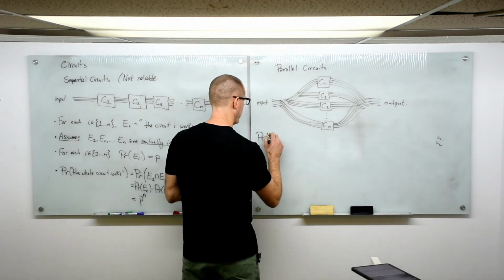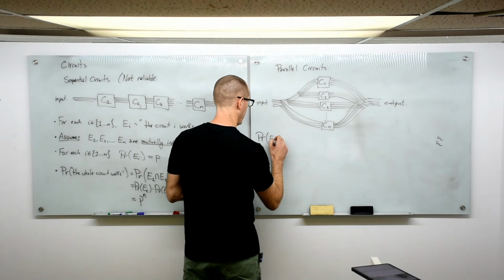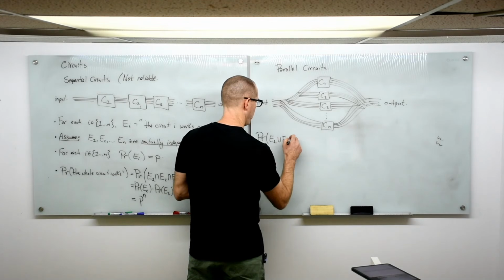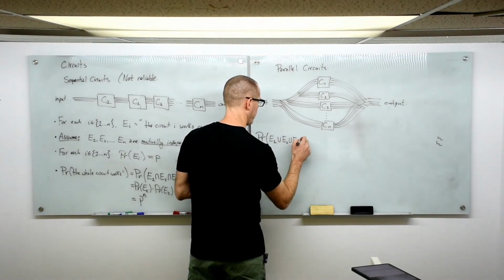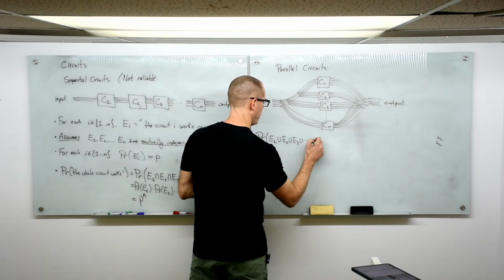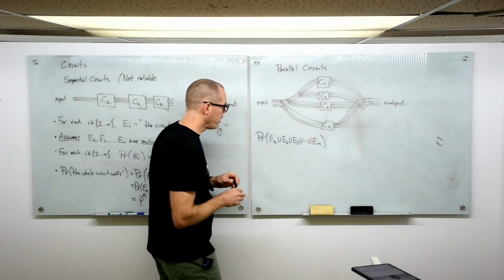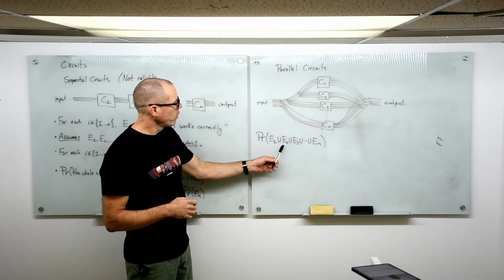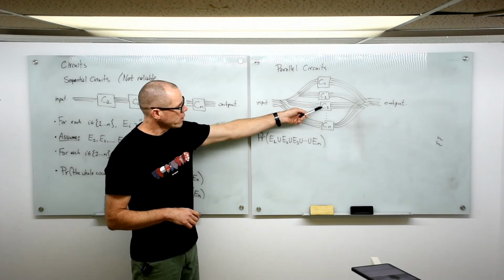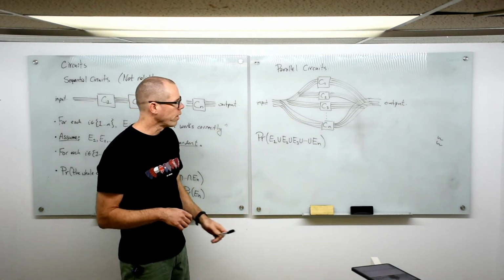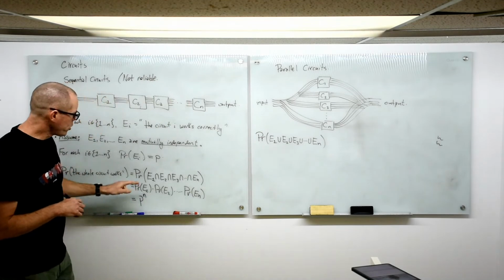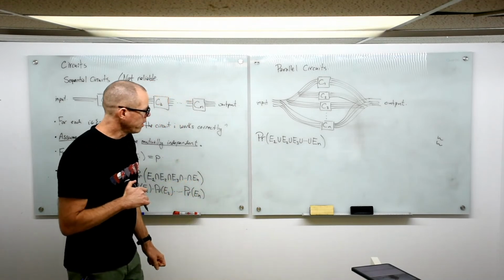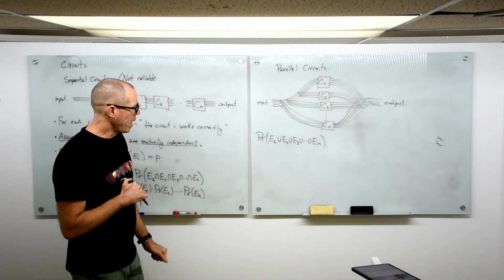The probability that the whole circuit works is the probability of E_1, but now instead of and, it's or: E_2 or E_3 or, and so on, E_n. If this circuit works, the whole thing works, or if this circuit works, the whole thing works. So instead of a conjunction, we have a disjunction of all these things. So that looks better.